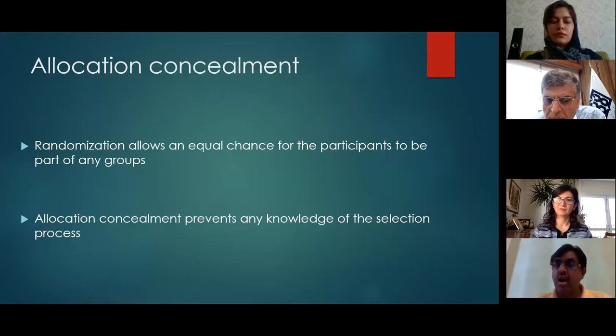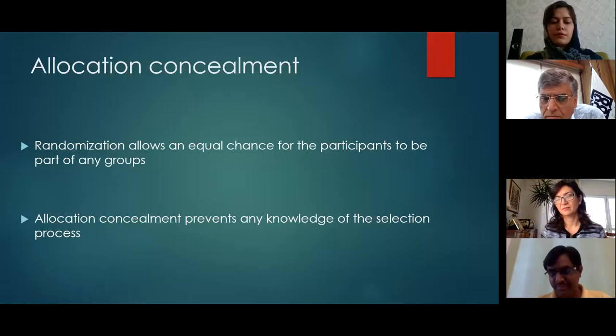In the same way, the operator also won't know, because I have sealed it. For example, I put the placebo, sucrose, into a white capsule, and in another I put ketorolac. So the operator also won't know which group it is. So that is allocation concealment, which means masking the group.